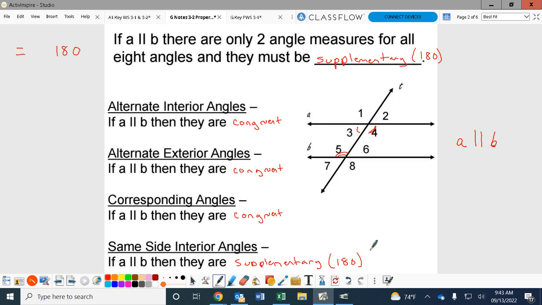Anything so far just on the rules? We talked about these yesterday, but I'm just formalizing it and putting it on there. Okay, guys. All of them are going to be congruent except for same side. Same side or supplementary. That's how I always remember. Think of the S: same side or supplementary. Everyone else is congruent. So here we go.